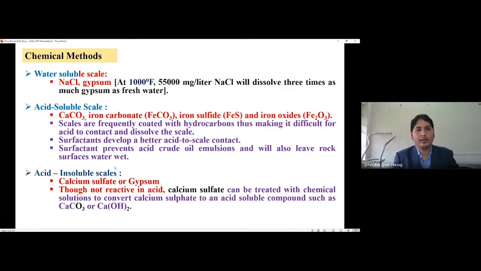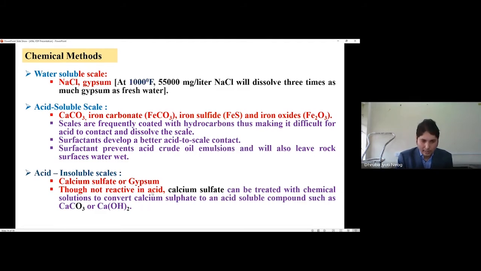In case of chemical methods, scales like sodium chloride dissolve in water. In case of acid soluble scales, like calcium carbonate, iron sulfate, iron sulfide, and iron oxide, acid is required. But this acid cannot come into contact with the scale directly because of the coating of these scaling compounds with hydrocarbons. So in this case, surfactants help in releasing these scaling minerals and in the removal of these scales.